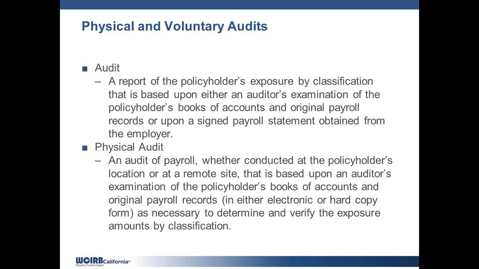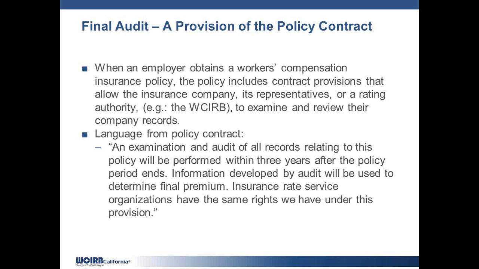The audit is a provision of the policy contract itself. When an employer obtains a workers' compensation policy, they are entering into a contract with the insurer. This contractual agreement allows for the insurance company, its representatives, or a rating authority such as the WCIRB to examine and review the employer's company records. If an employer refuses to permit an audit or a WCIRB test audit, they are violating the terms of the policy contract.